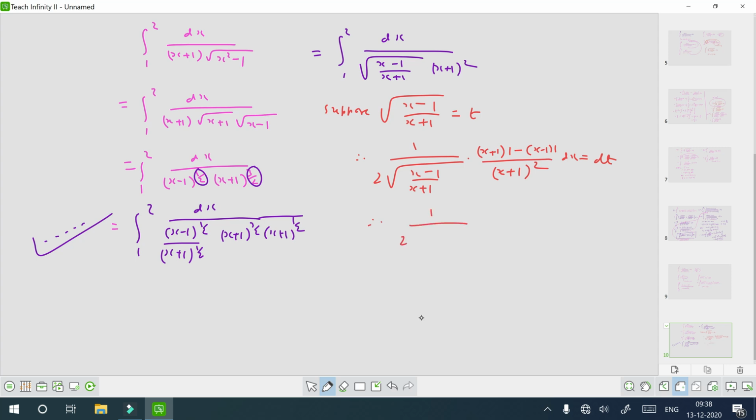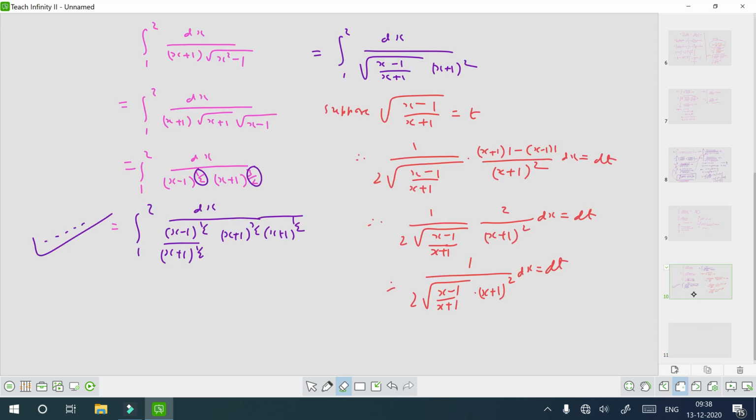So 1 upon 2 under root (x minus 1) over (x plus 1). Here it comes out 2, yes or no? 2 over (x plus 1) whole square dx is equal to dt. The 2 gets cancelled. 1 over 2 under root (x minus 1) over (x plus 1) into (x plus 1) whole square dx is equal to dt. See, all this term is converted into dt.